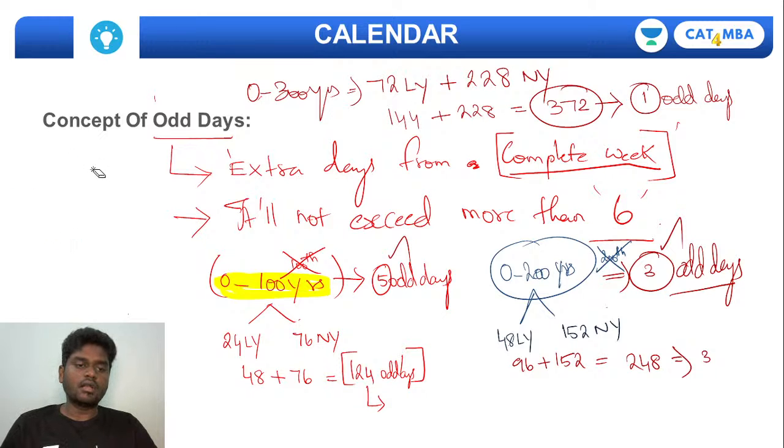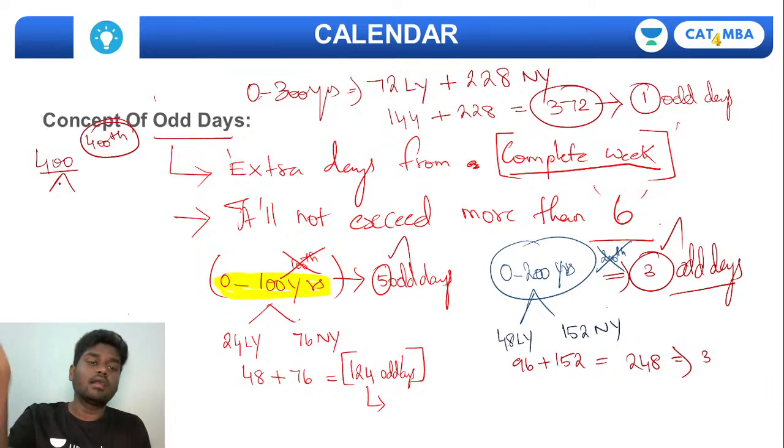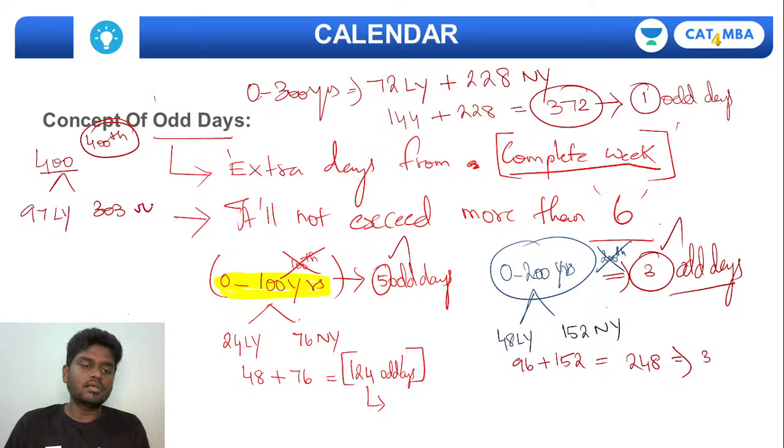How many odd days for 400 years? If you take 400 years, most importantly, what you need to remember is that the 400th year is actually a leap year, because that century year is perfectly divisible by 400. So it's going to be 24 leap years for the first 100 years, 24 for the second 100 years, 24 for the third 100 years, and 25 for the fourth 100 years, right?